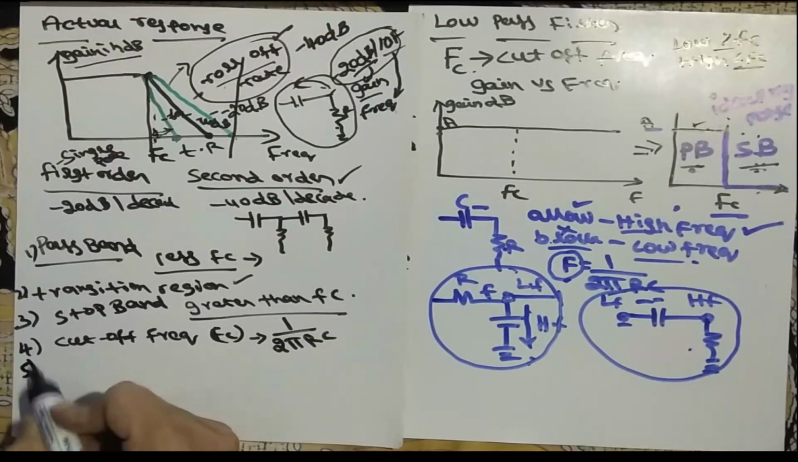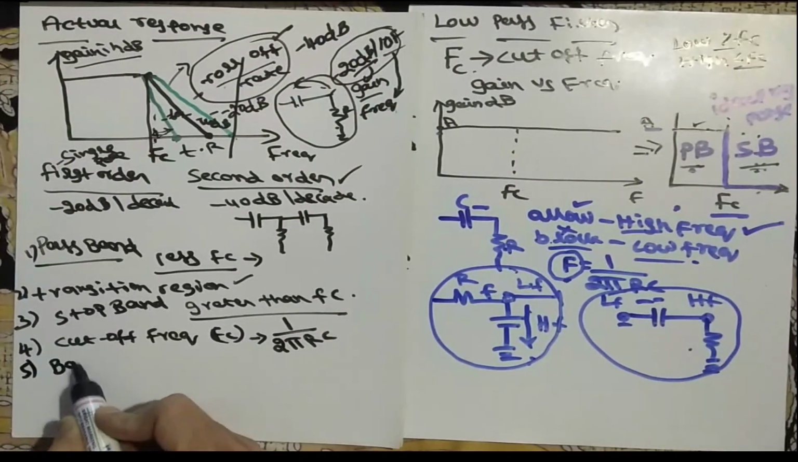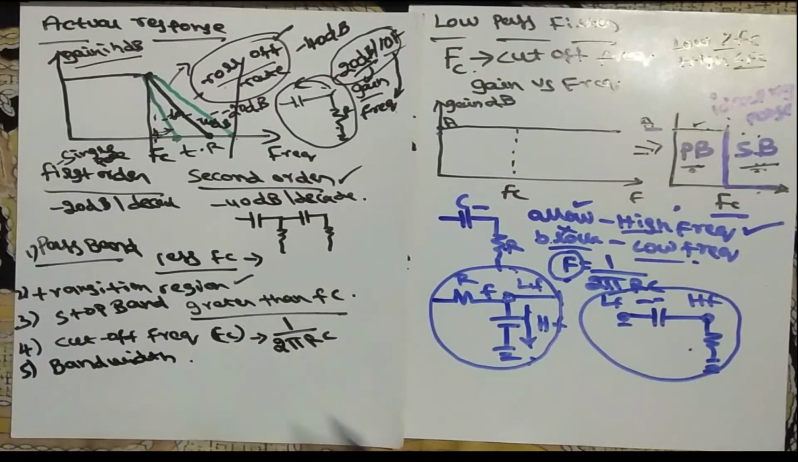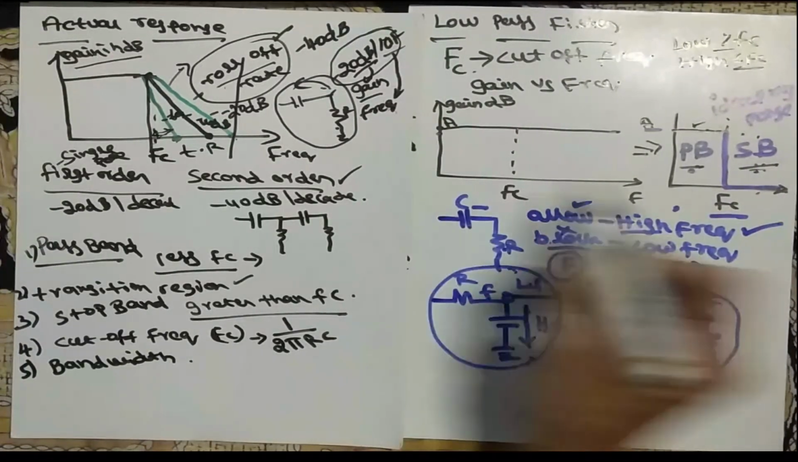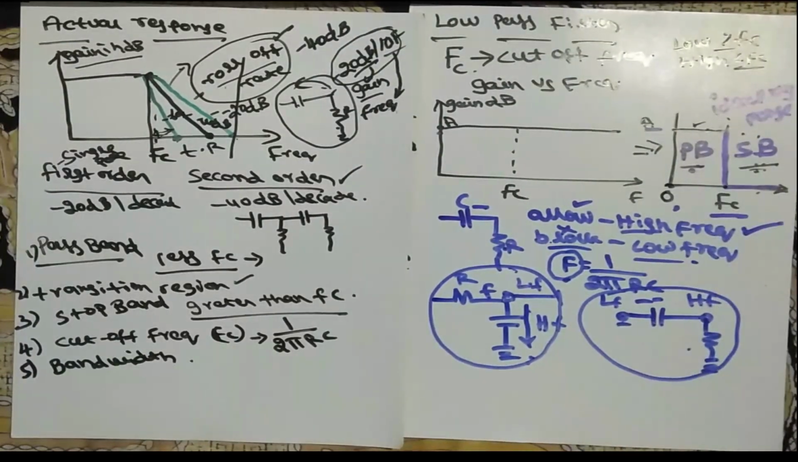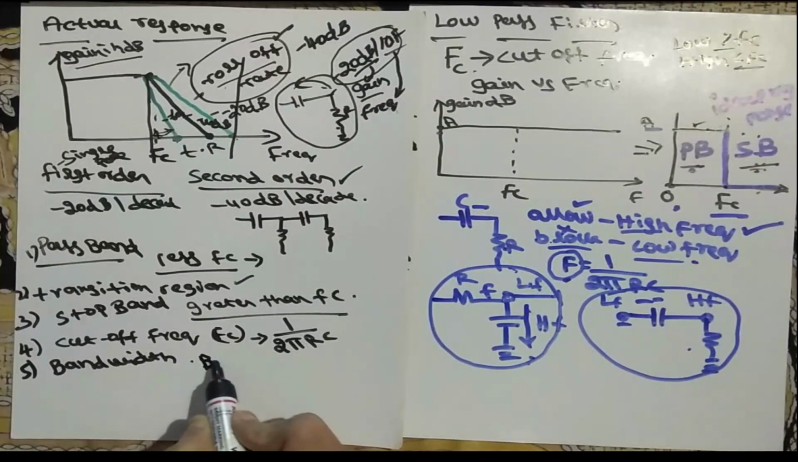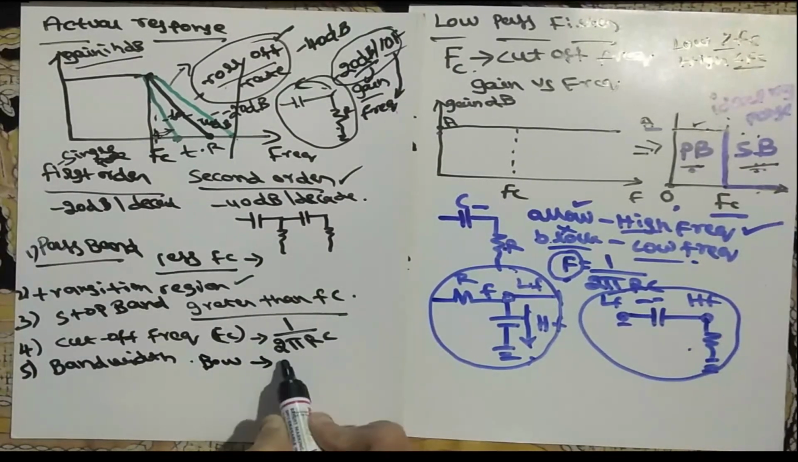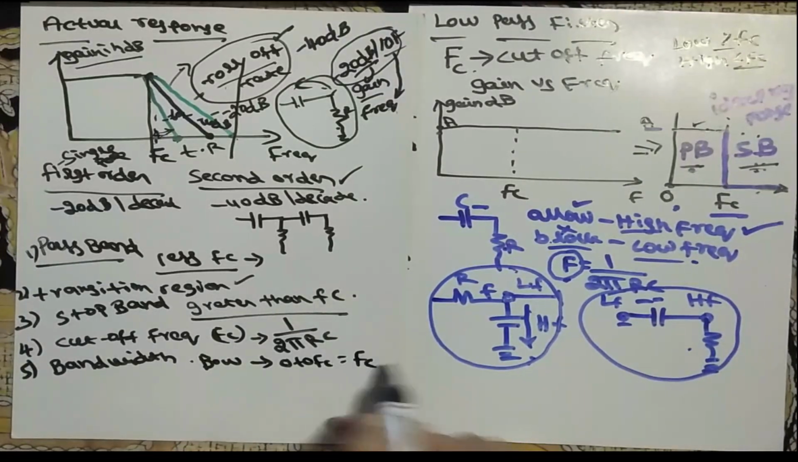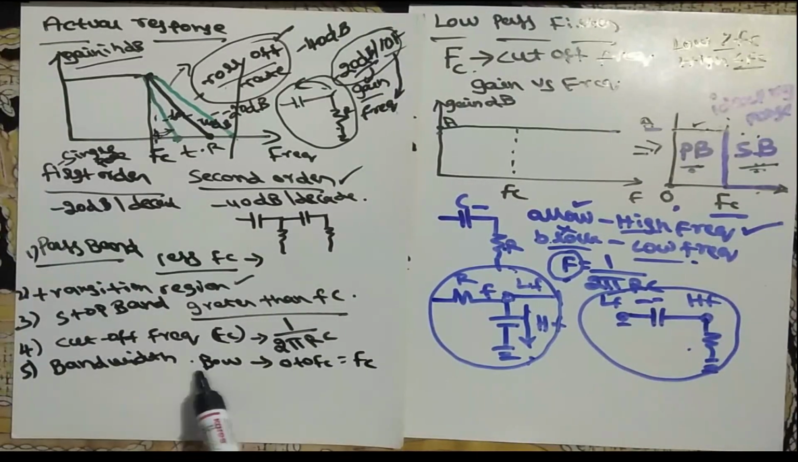Now the fifth term is bandwidth. Bandwidth means how much area we are passing. If you take the starting point as 0 and the other end as Fc, bandwidth is the range from 0 to Fc. So the cutoff frequency is the bandwidth of your low pass filter.